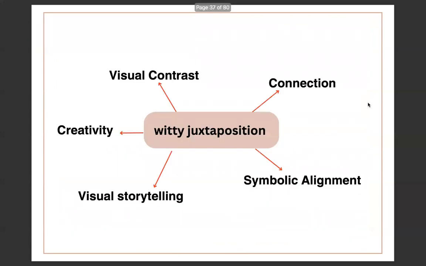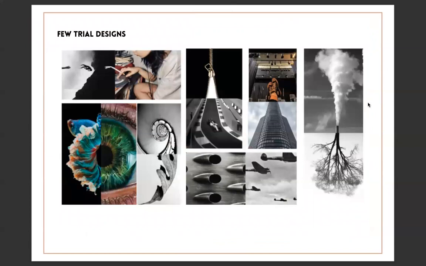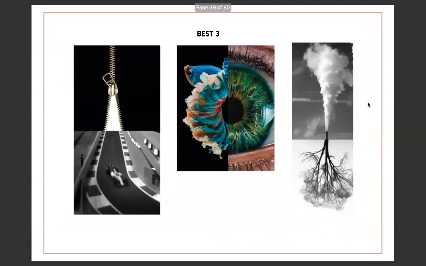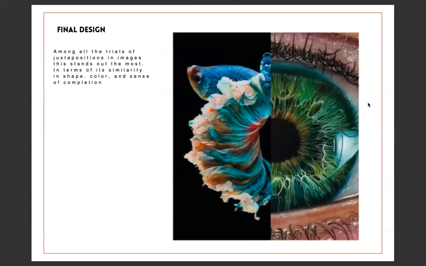Witty Juxtaposition. I explored different ways to combine two different images to still convey a meaning and to find its best balance in color and composition. These are the first few trials. And from there, I picked these three as the best in terms of giving the sense of completion, the colors, and to give off a meaning. I think this is the best one, so I chose it for the final design, as it stands out the most from the rest.